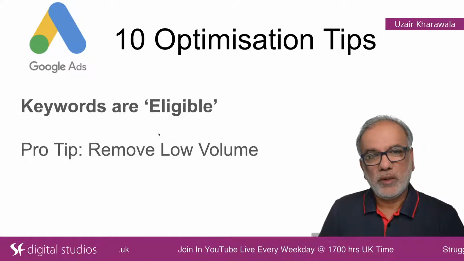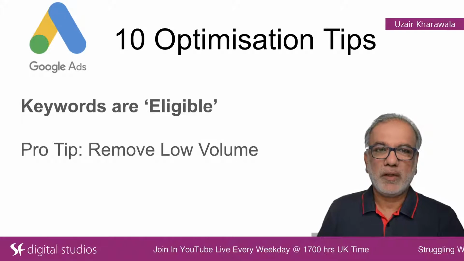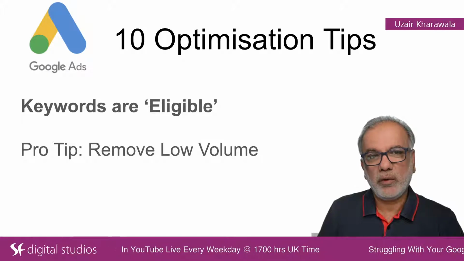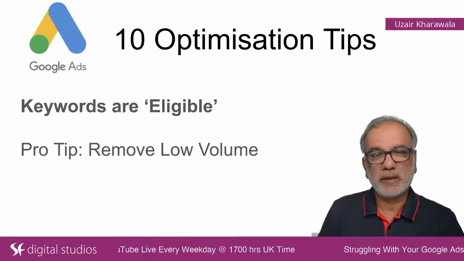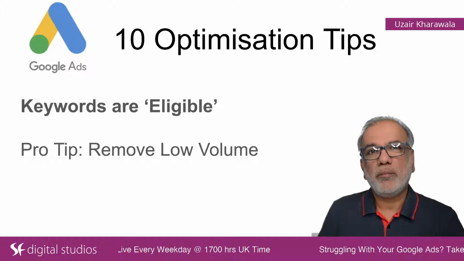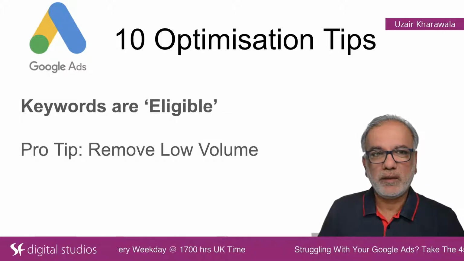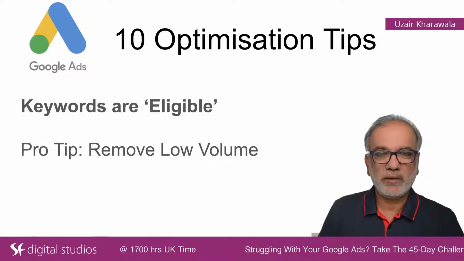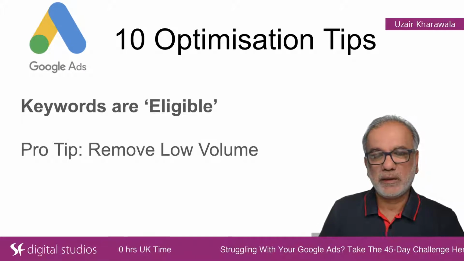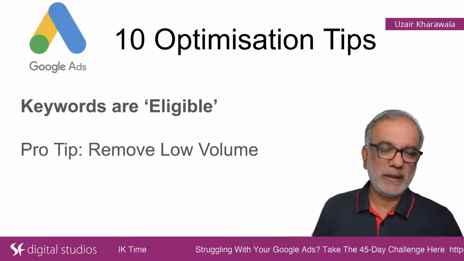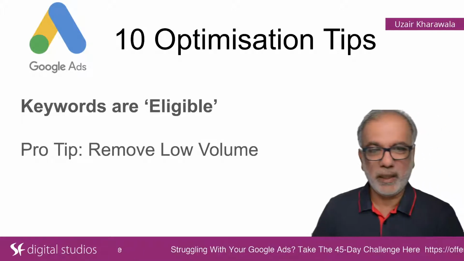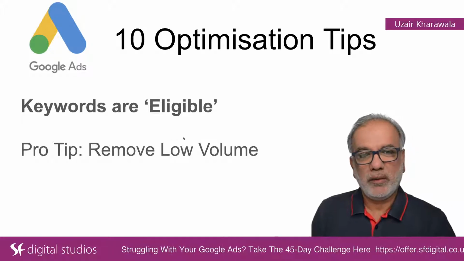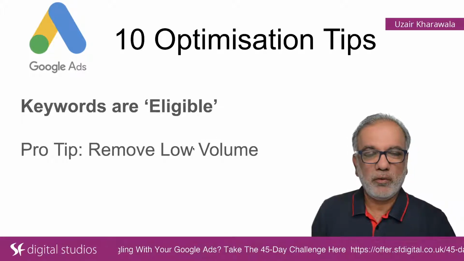Go into your keywords and make sure that all of them are eligible, and none of them have got the low volume status, because that will stop your broad modified keywords running through. So low volume keywords don't run as such, and you will find that there's hardly any impressions coming through to them, and they just make your account a lot more bulky. So I would say you absolutely remove these low volume keywords.